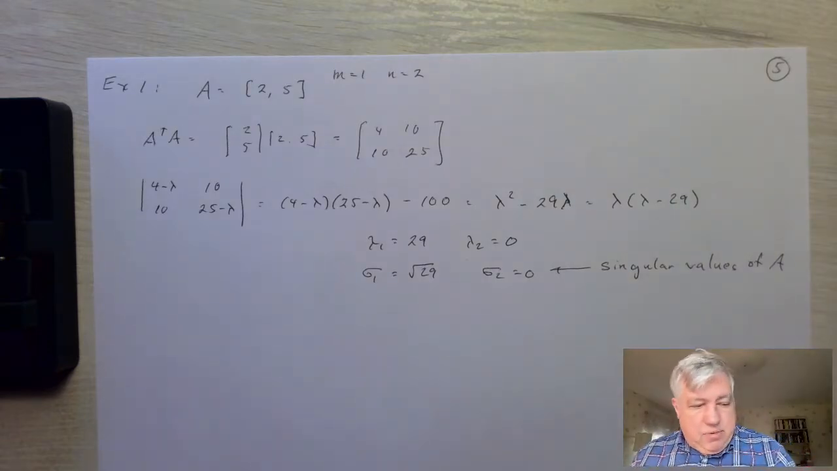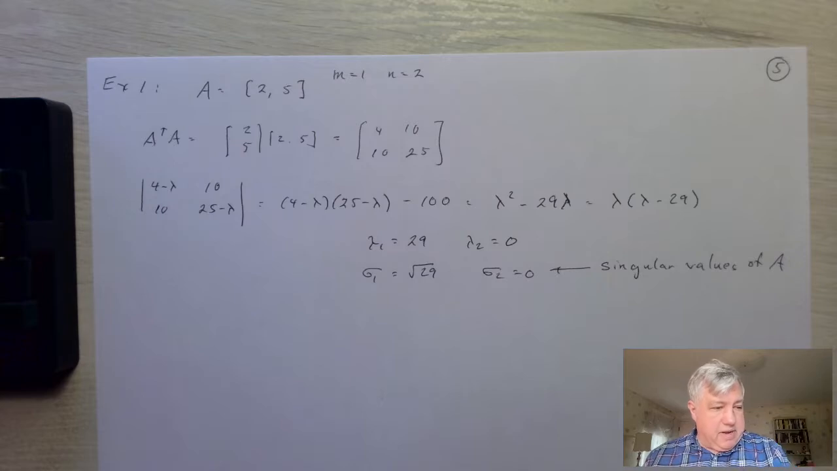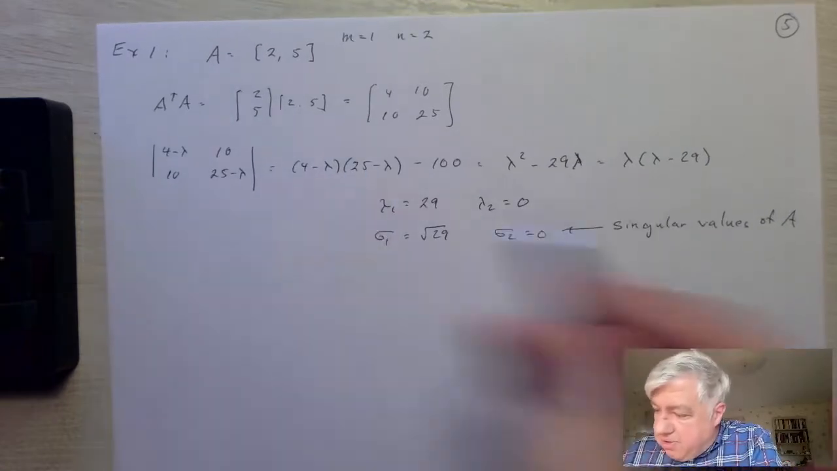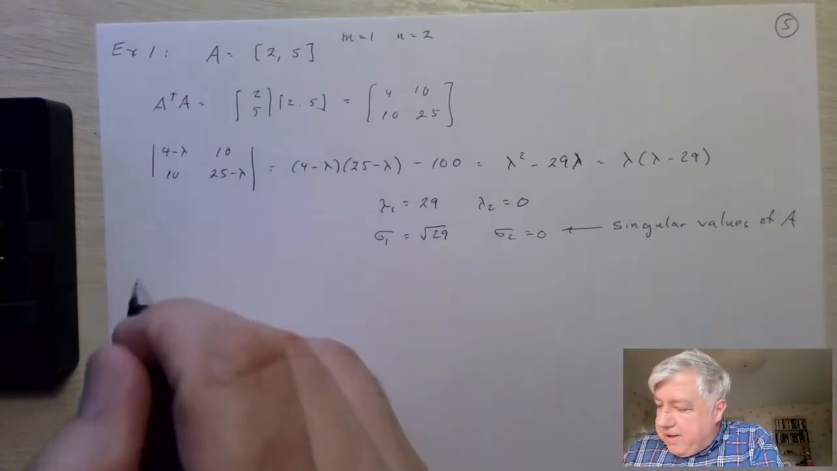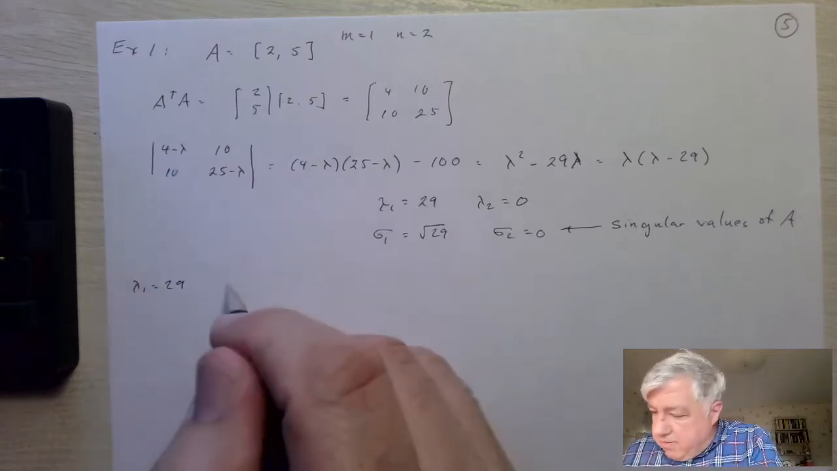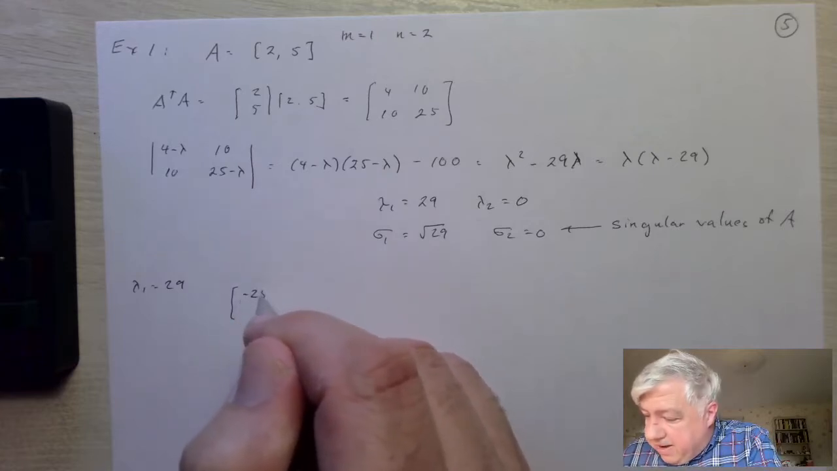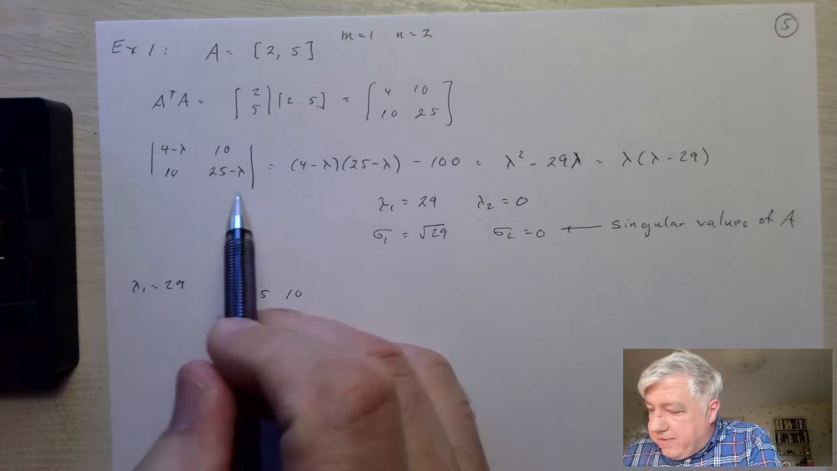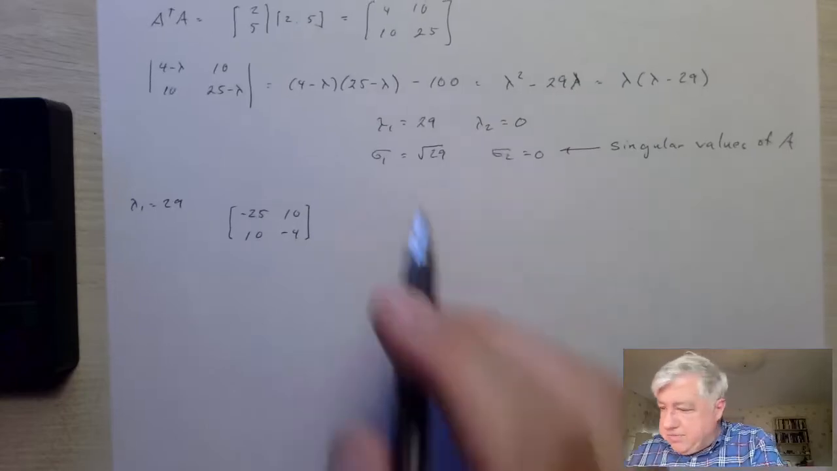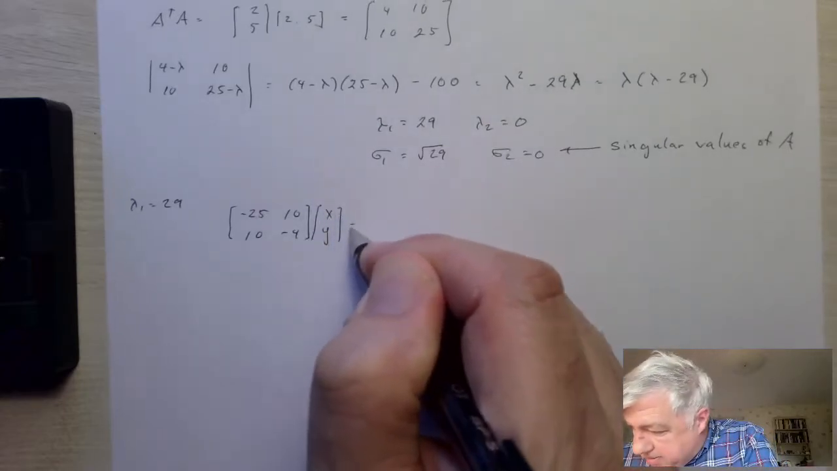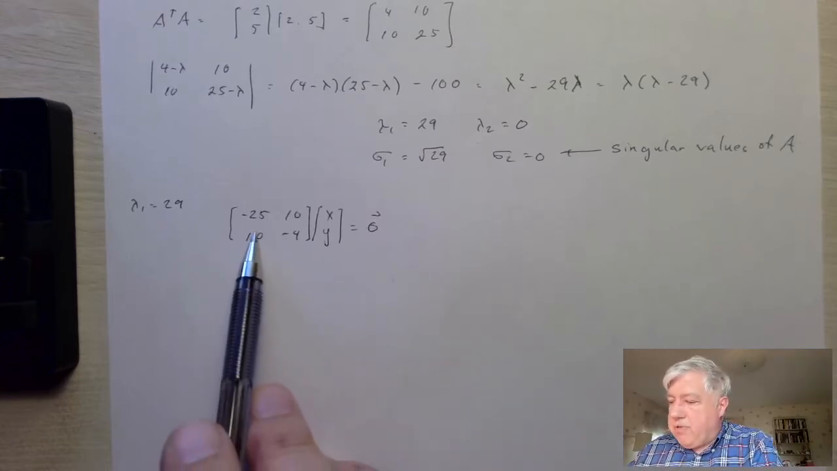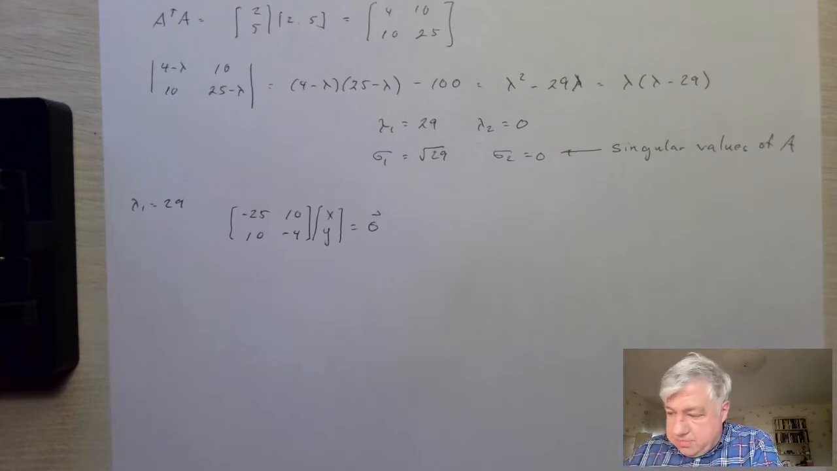All right, now we want to find the v's in our matrix V, so we want to find the eigenvectors. We start with the first eigenvalue, lambda 1 equals 29. If we plug that in here, we get 4 minus 29 is negative 25, 10, 10, and then 25 minus 29, that's negative 4. So we want to find the null space of this matrix, and we can see that both of these rows are multiples of each other.